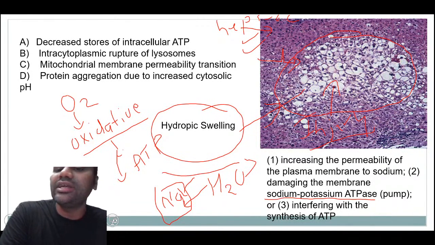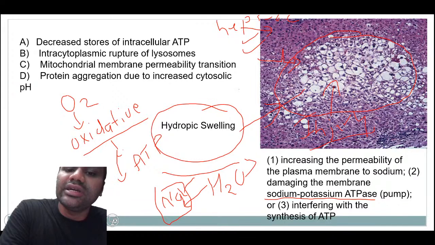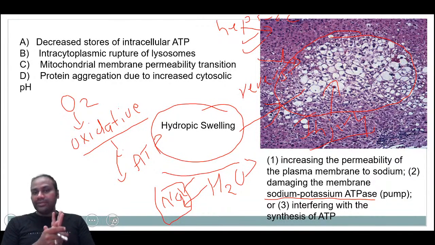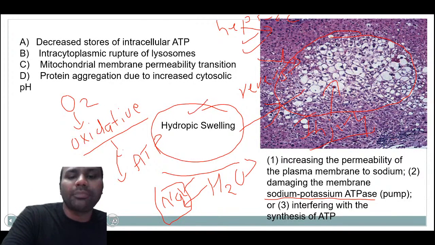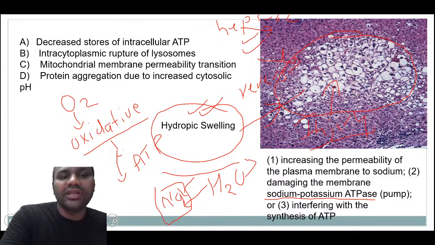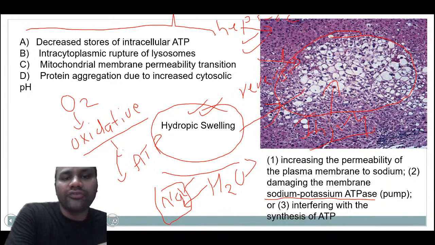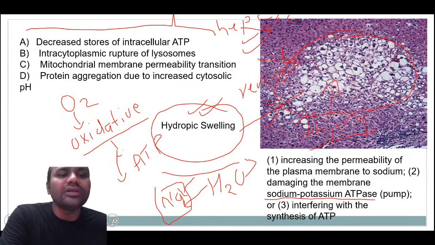This hydropic swelling is seen mostly in reversible injury. So this is an example of reversible injury. I've said everything that's happening in reversible injury. The main morphological change which occurs in hydropic swelling, the answer to this question, will be decreased store of intracellular ATP. Yes, there is decreased store of ATP.